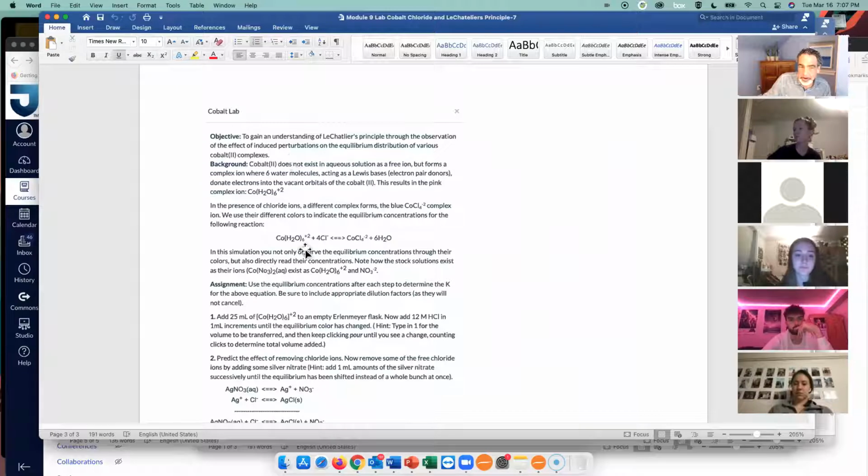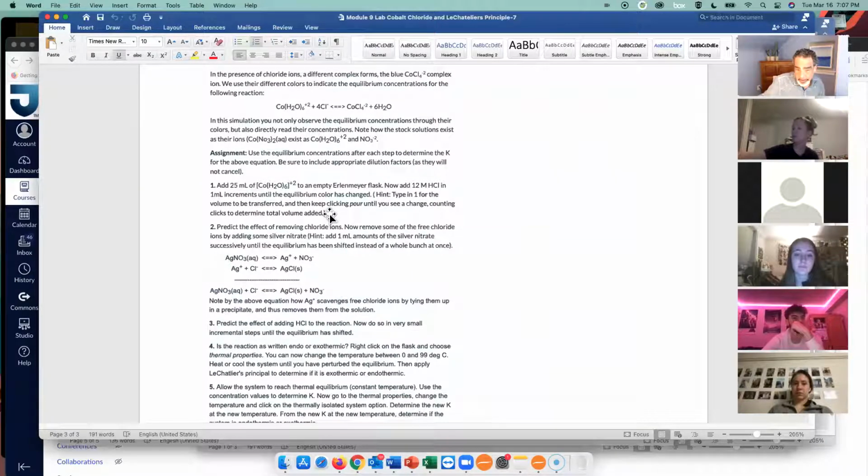It has the objective, a little bit on the background, which I'll cover momentarily, and then the assignment. The assignment consists of 5 steps, going through and changing some things, looking at how, if you change concentration or temperature, you shift equilibrium and how that reaction will try to get back to equilibrium. So it's a perfect way of looking at Le Chatelier's principle.